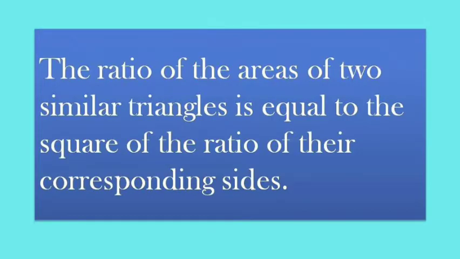The ratio of the areas of two similar triangles is equal to the square of the ratio of their corresponding sides. So let's see how we prove this theorem when we are just given that there are two triangles which are similar and we need to prove that the ratio of their areas is equal to the ratio of squares of corresponding sides.